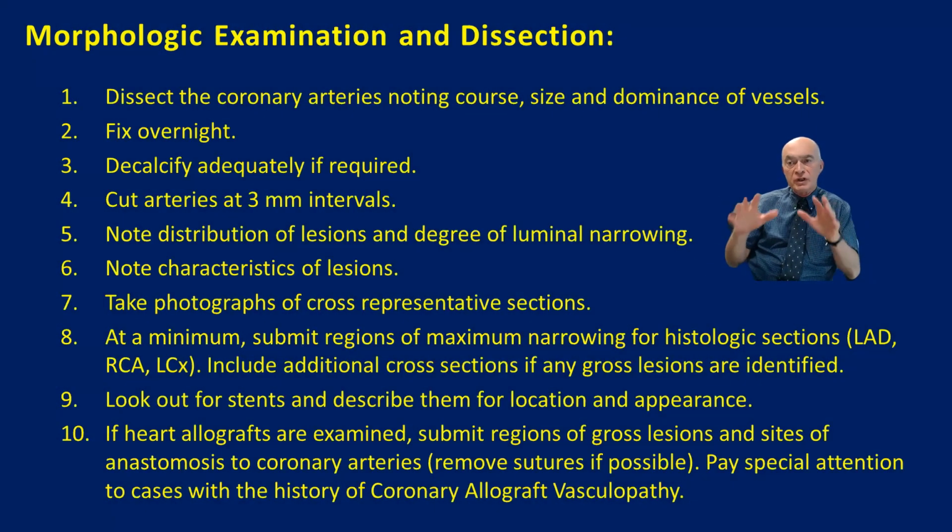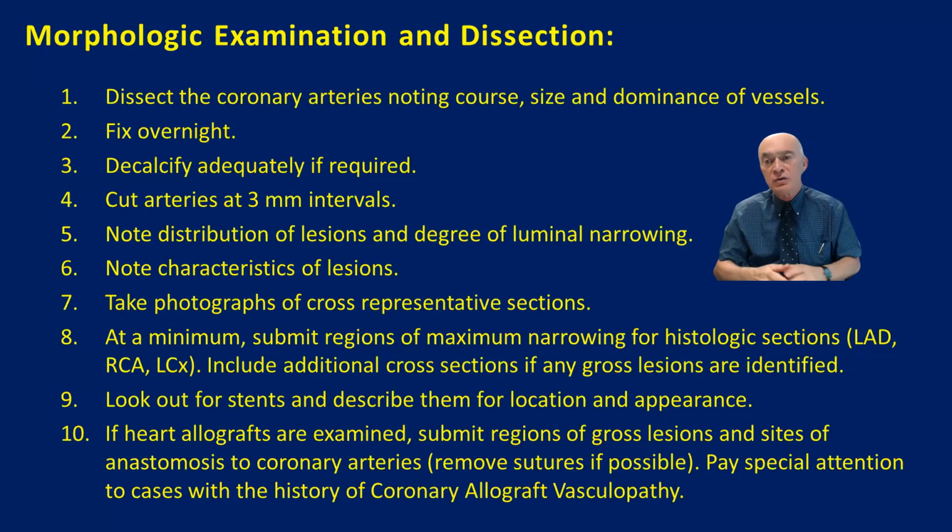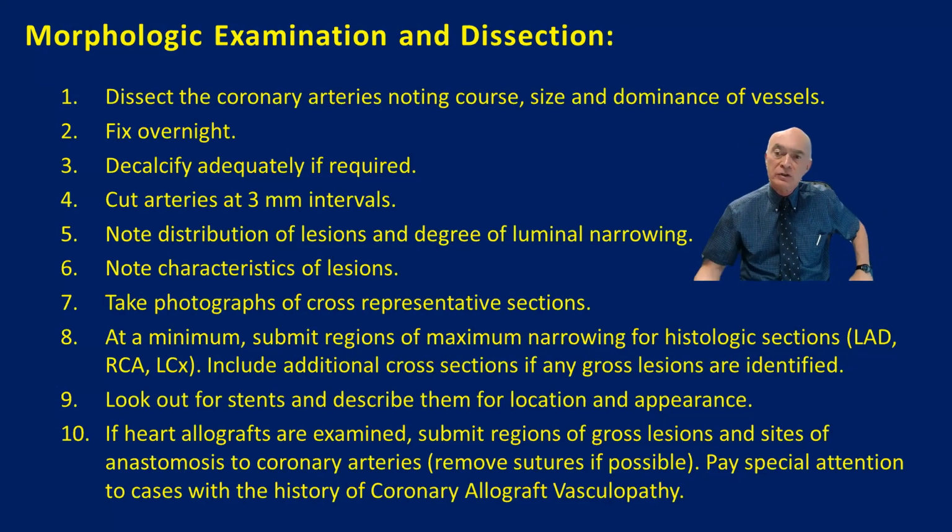Once we finish with the gross examination, with the overall view of the specimen, then we have this outline that you can find in the laboratory in the gross room, in which we have basically the sequence of procedures that we need to follow. We are going to start first with the dissection and the description of the coronary arteries, noting their course, size, dominance, etc.